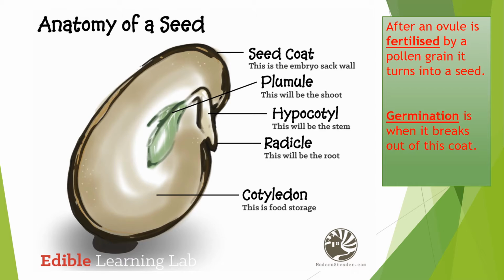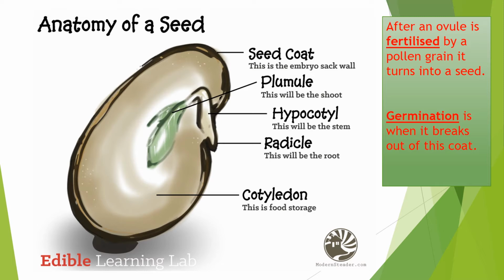So you've got the seed coat. It's the outside protective layer of the seed. You've got the plumule, which will be the shoot, the hypocotyl, which will be the stem, the radicle will be the root, and the cotyledon, which is the food storage. It's what the seed uses when it implants in the ground in order to grow. Okay, it needs that original energy.